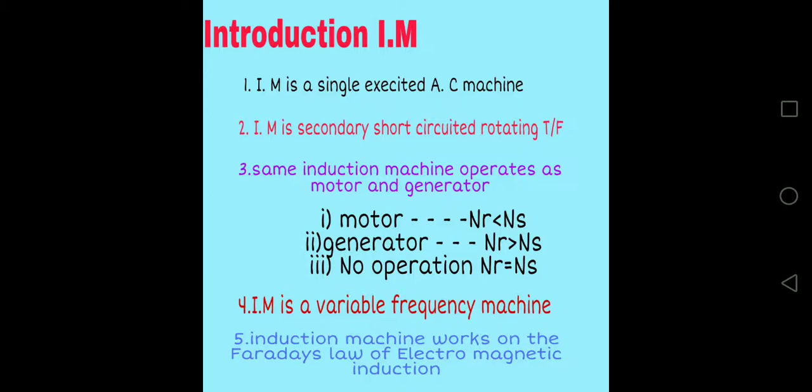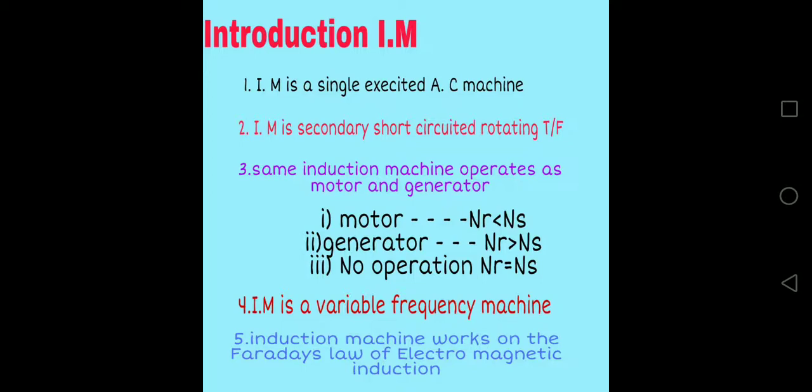In a transformer, we give supply only to the primary, and the secondary is connected to the load. So a transformer is also a single excited machine. In a DC machine, supply is given to the stator winding and the rotor winding, so it is also a doubly excited machine.